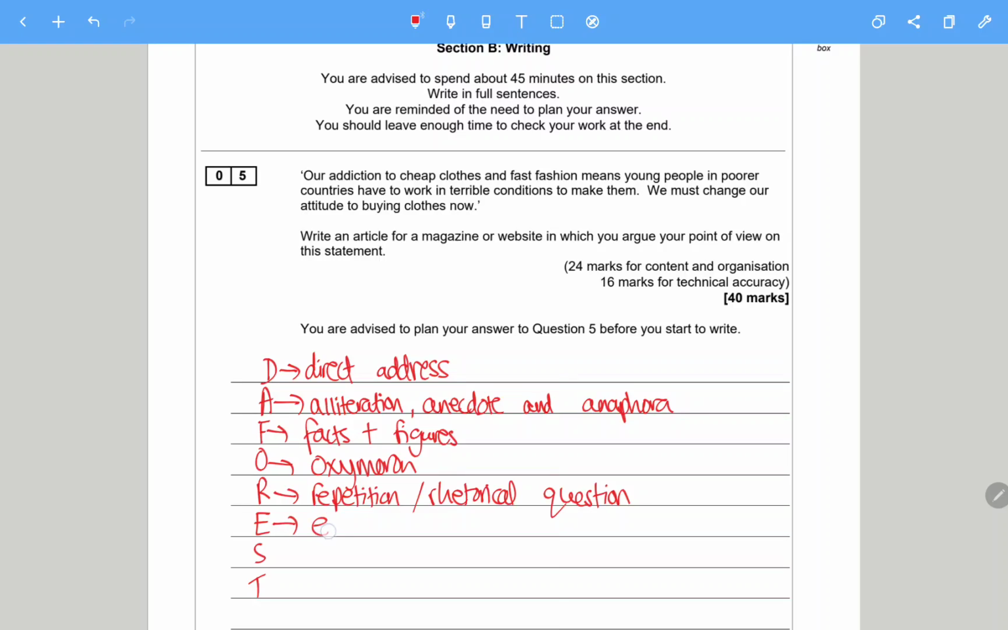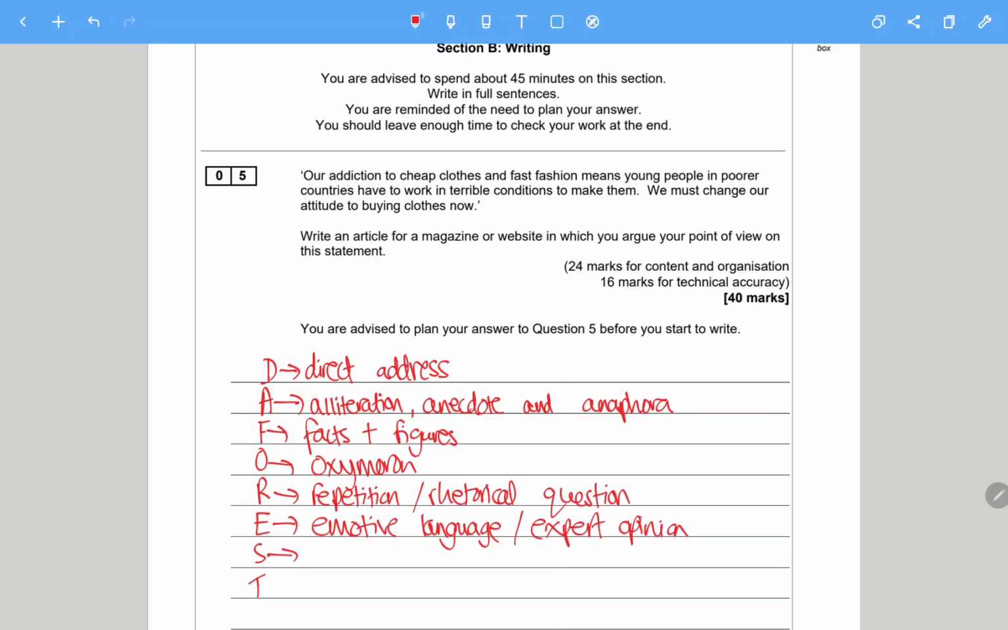E is emotive language. So emotive language is words and phrases that evoke a particular emotion. And also for E, we've got expert opinion. So this is opinion from an expert, someone with knowledge, someone with experience. Why do we use expert opinion? We use expert opinion because it adds credibility to your argument.